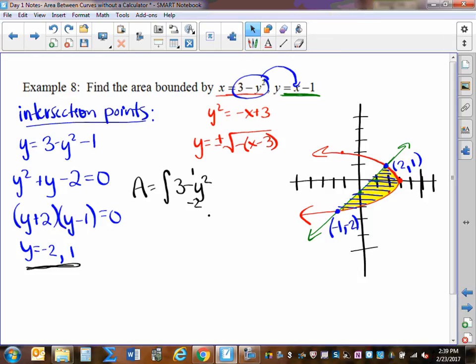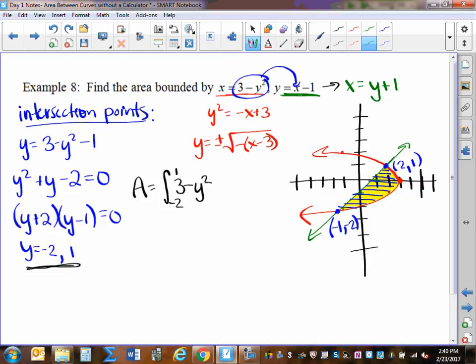And then my left function, or that bottom function, would be the other one, x minus 1, but we need it in terms of y, don't we? So I've got to rewrite this in terms of y. So x equals y plus 1. Do you agree with that?